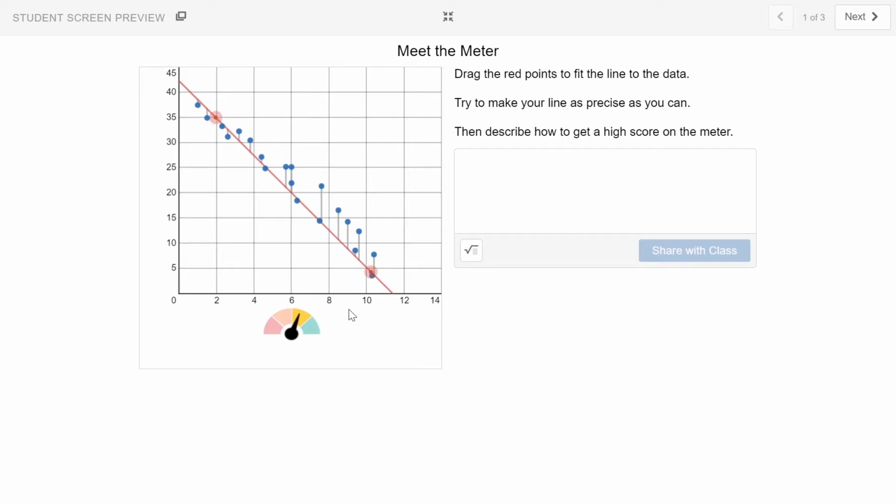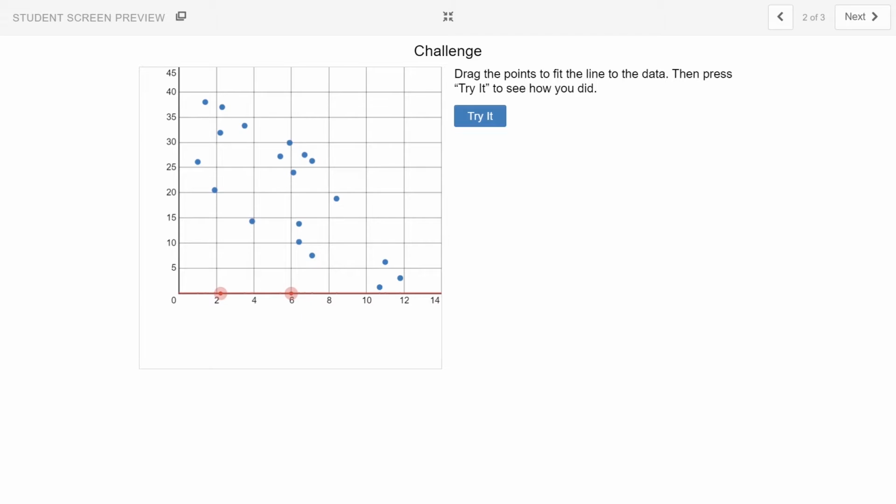What can I do to make it even better? Well, it looks like a lot of these points are still pretty far away from the line. Let's see if I can get a little bit closer to them. Oh, I'm in the green. That's pretty awesome. This time I don't have the meter to guide me, so let's see what we can do. I'm thinking that maybe this point right about there, this point right about there, that looks like it might be pretty good to me. Let's see how we did. Oh, right, I got some gold trophies.